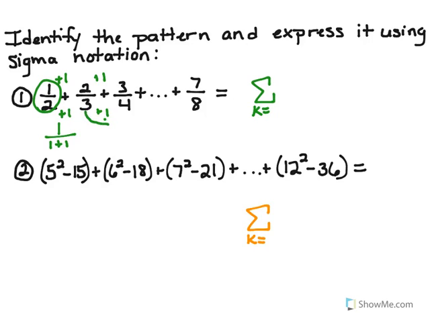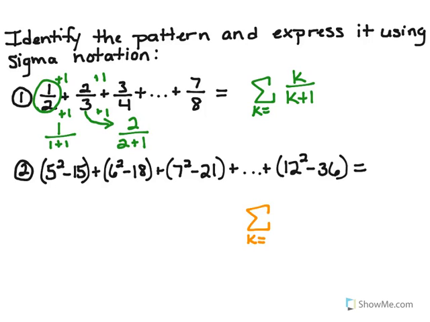Then if I look at the number 2/3, well, that's 2 over 2 plus 1. Does 3/4 follow the same pattern? And sure enough, it does. So I'm going to write that the top number is k, and if the top number is k, the bottom number is 1 more than that, k plus 1.